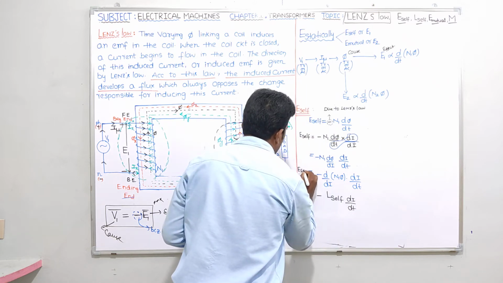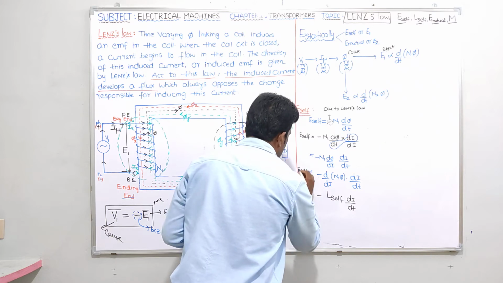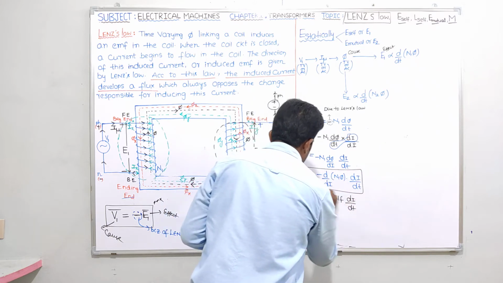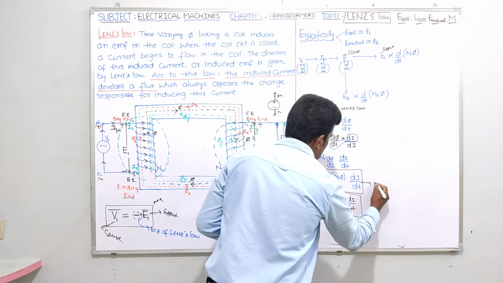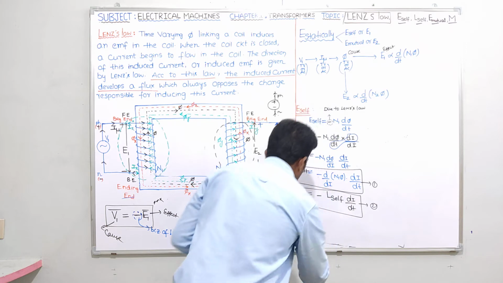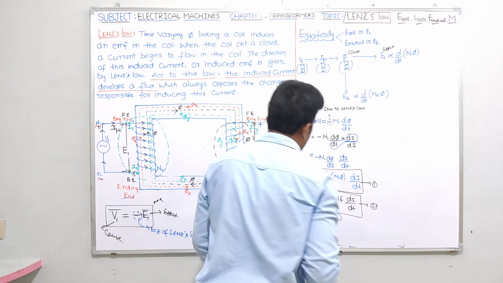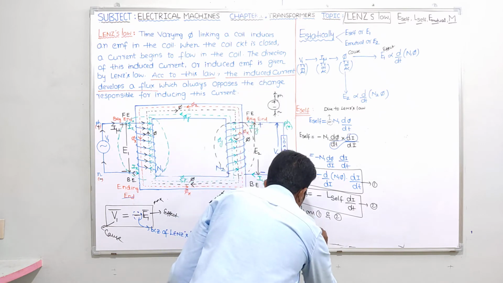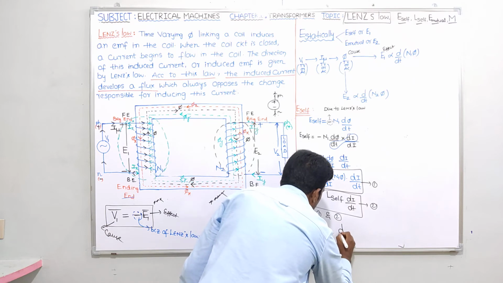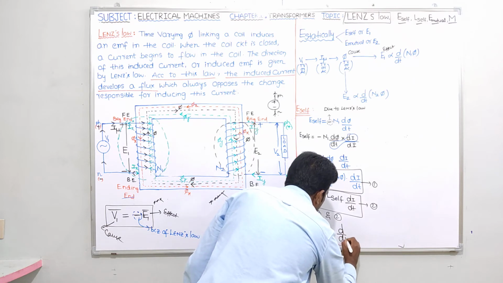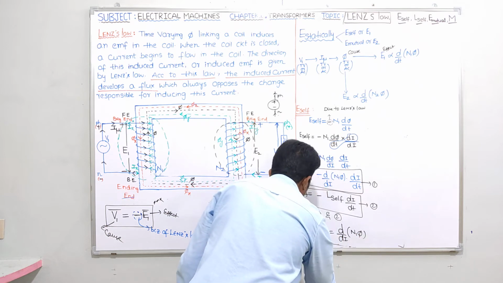Okay, so let me compare this expression with this expression. Let me take this one as 1 and this one as 2. From 1 and 2, what is the conclusion for Lself? I am asking the formula for self inductance. Lself is equal to what? d by di of n1 into pi.